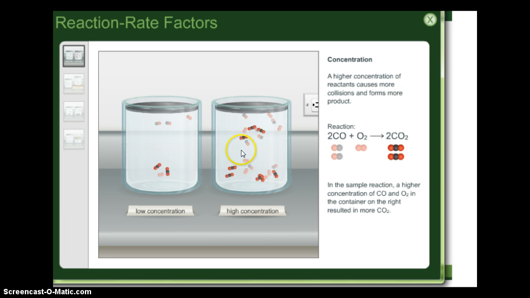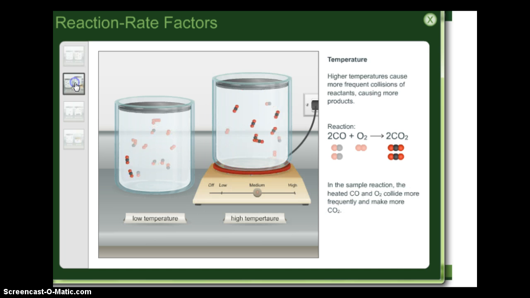Okay, so high concentration. There's more of them. You're going to have more hitting each other. Therefore, you're going to have more reactions and more reactants turning into products. Higher temperature. They're moving faster. They're going to hit each other more. More collisions, more reactions.